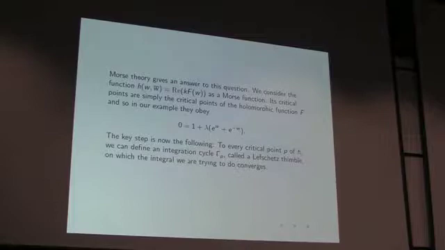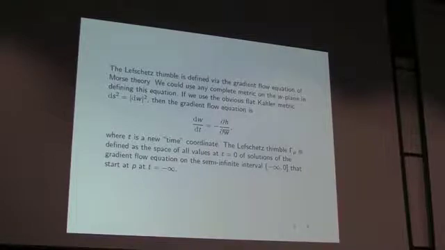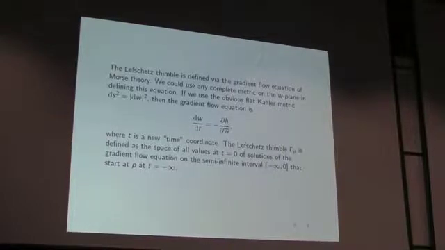The Lefschetz thimble is defined using what's called the gradient flow equation of Morse theory. We take a complete metric on the w plane. We might as well take the obvious flat metric. And then we write down the gradient flow equation. It means that we introduce a time variable called t. Starting someplace on the w plane, you flow downward in the direction in which h decreases as fast as possible. So the gradient flow equation for the obvious flat metric is this one. And the Lefschetz thimble is the space of all values at t equals 0 of solutions of the gradient flow equation on the semi-infinite interval from minus infinity to 0 that start at p at time minus infinity.